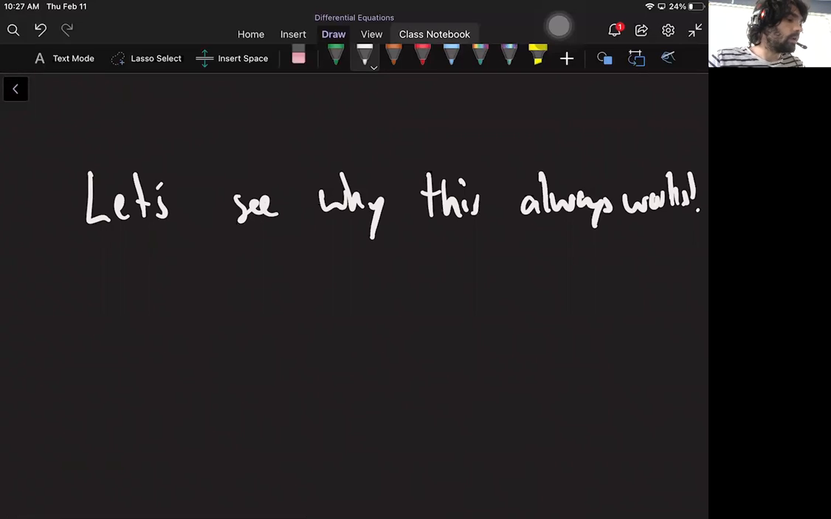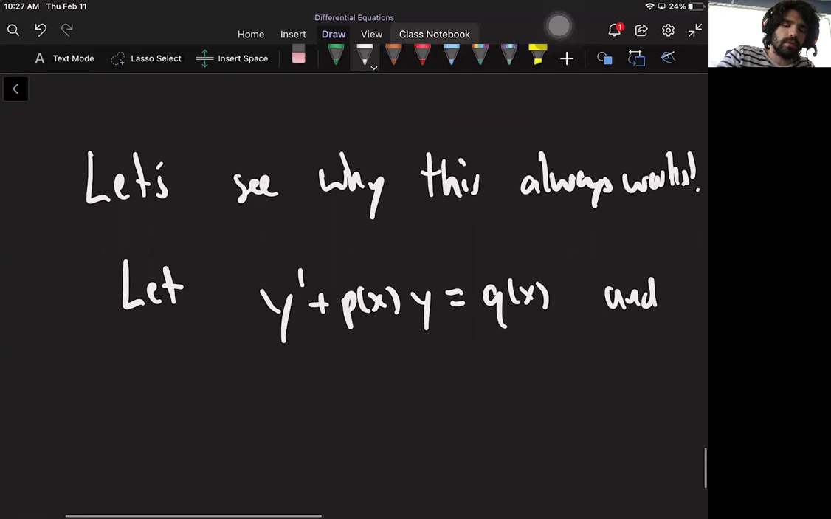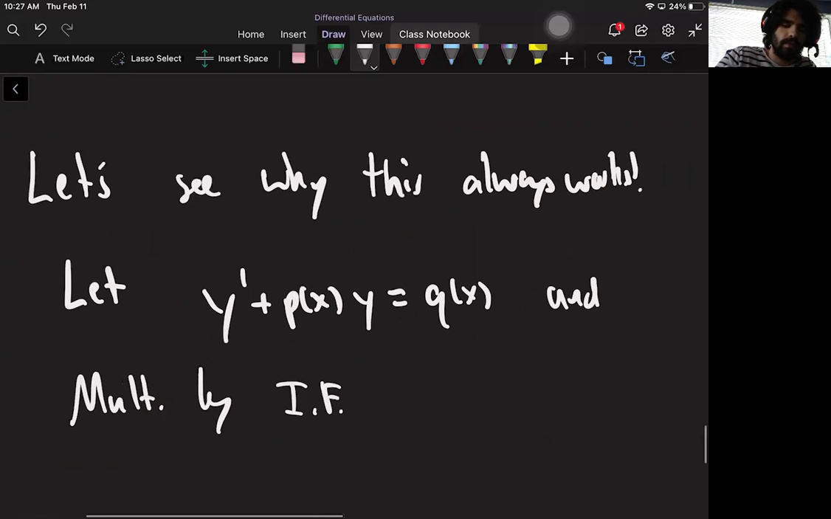Okay, so we're just going to think about, so I know this is not a proof class, but this is sort of like a proof. So we're just going to think about a general linear equation. So we're not picking specific p of x or q of x. And then we're just going to multiply by the integrating factor that we claim will always make this work out, e to the integral of p of x dx.